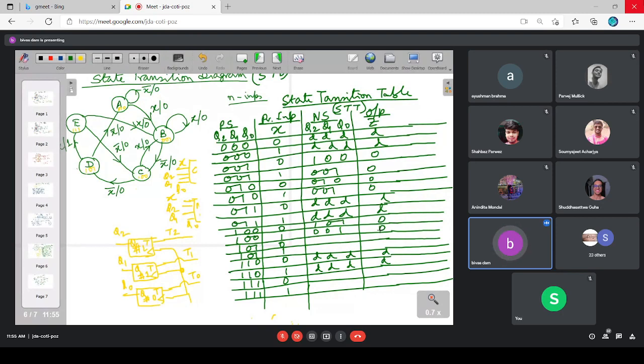101, state D. If a 0 comes, it goes to A. If a 1 comes, it goes to state E, probably. Yes, with the output 1. Then 111. If a 0 comes, it goes to state C. C is 100. If a 1 comes, it goes to state B.